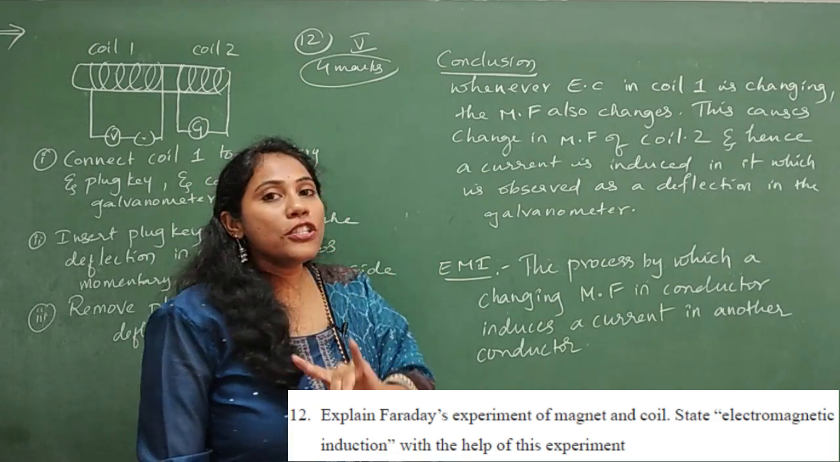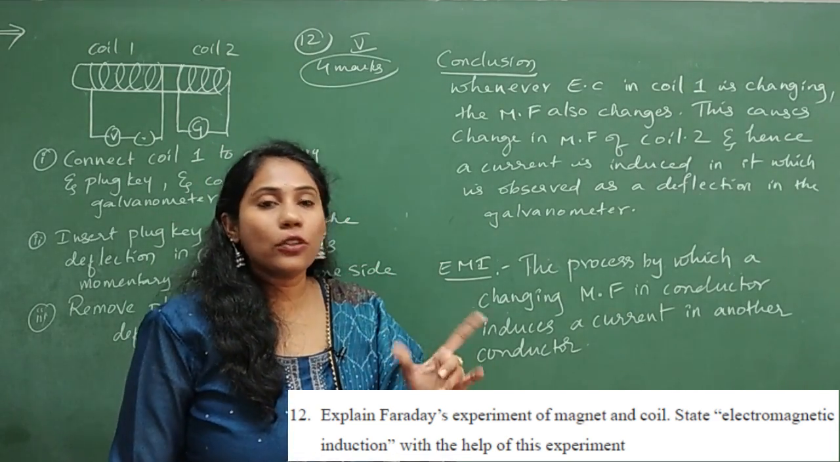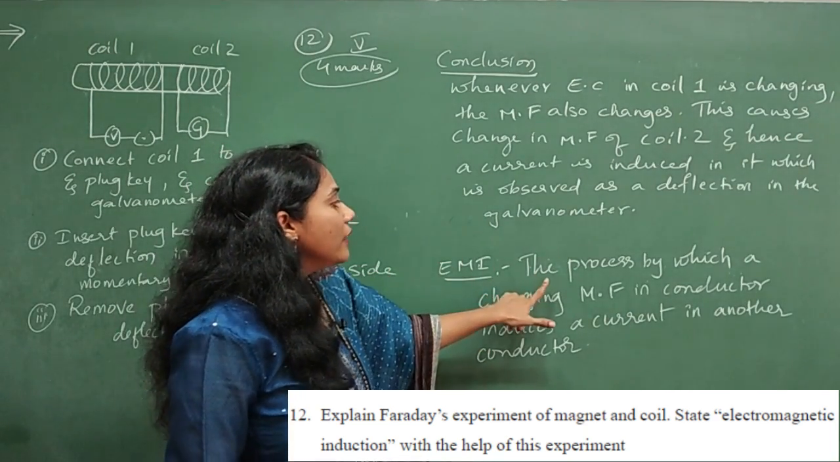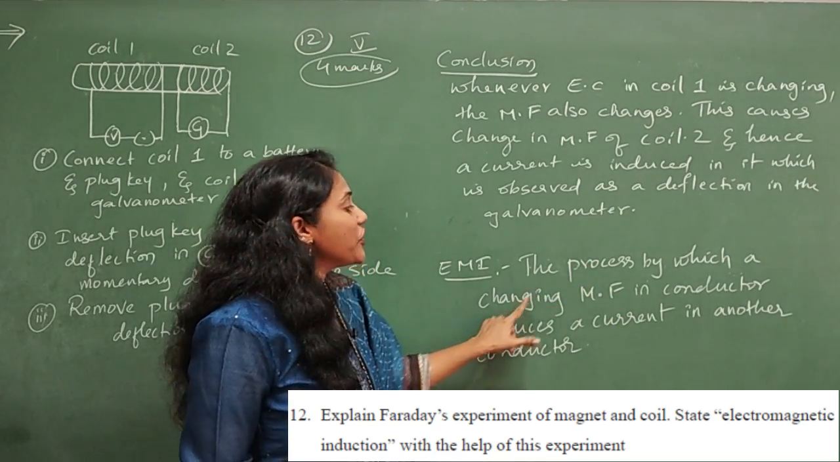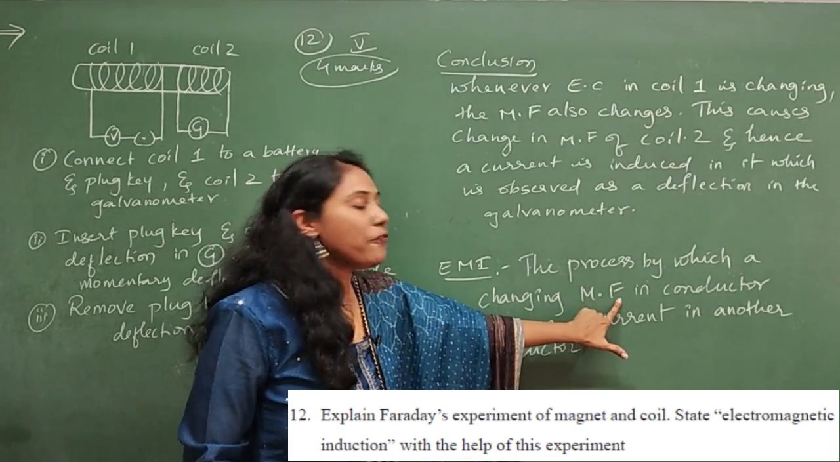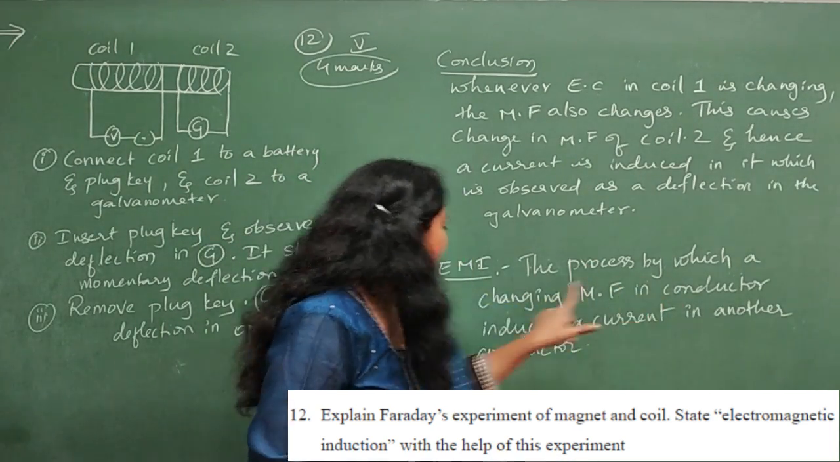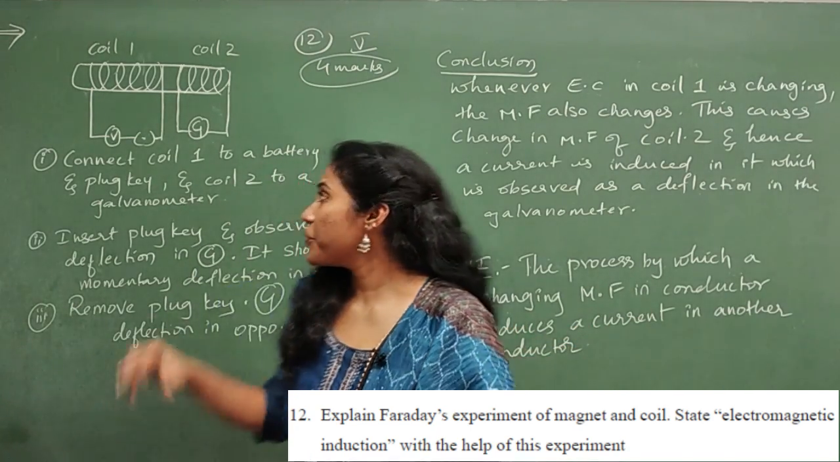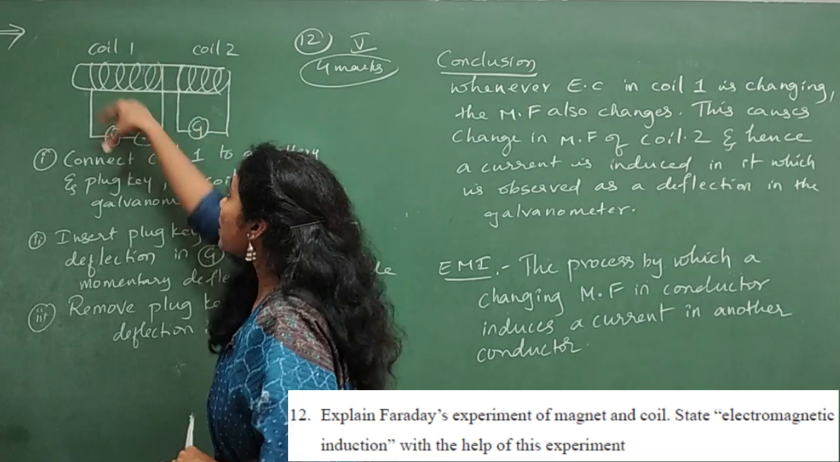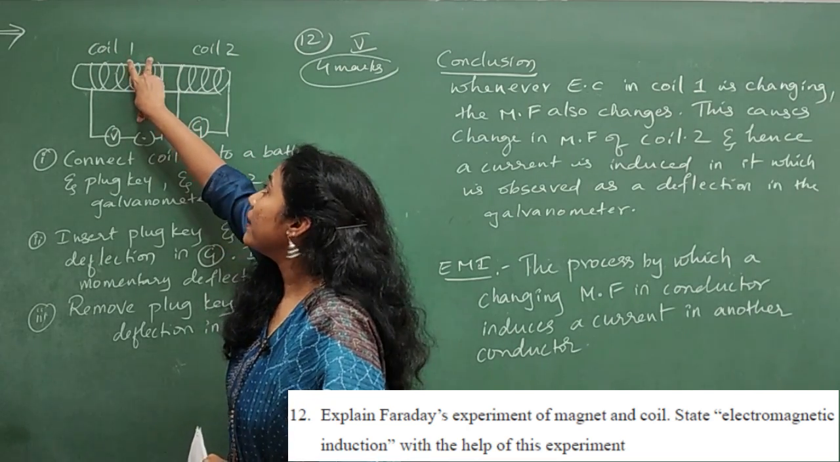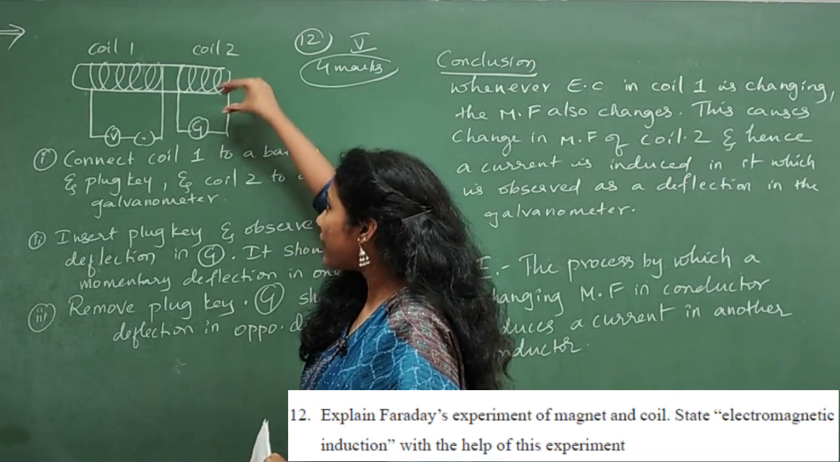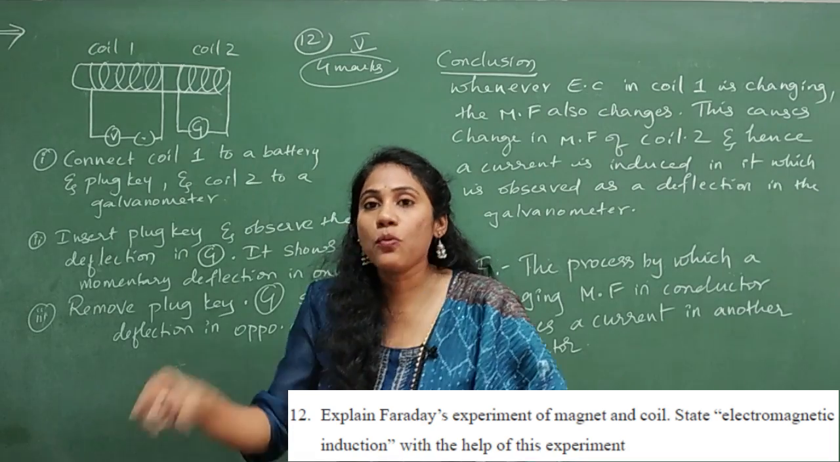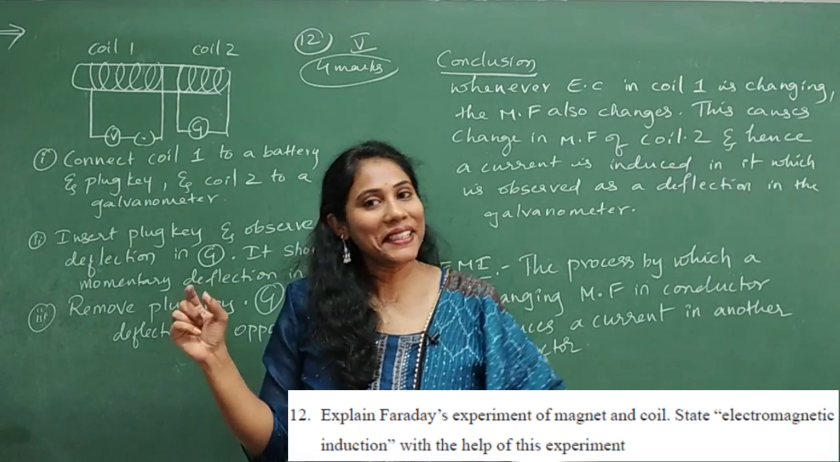And now they also asked you to write the definition of electromagnetic induction. So I have written: the process by which a changing magnetic field, MF is magnetic field, in a conductor induces a current in another conductor. So when you have a changing magnetic field in coil 1, you have seen current being generated in coil 2. This is what we call electromagnetic induction.